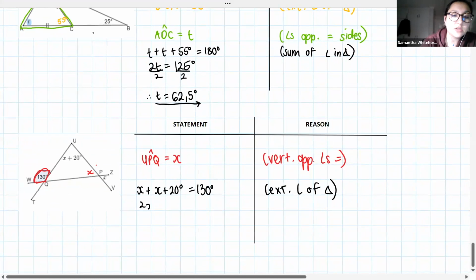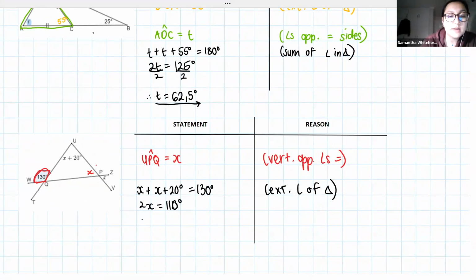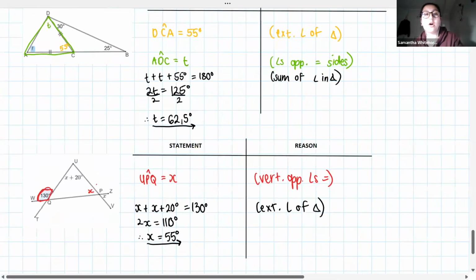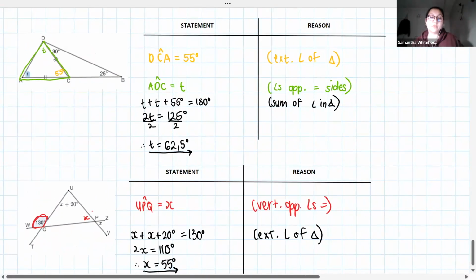So X plus X is 2X. 20 over is 110 degrees. Divide both sides by 2. X is equal to 55. So again, not hard questions, but there's a little bit of work that needs to be done before we can get to our answer.